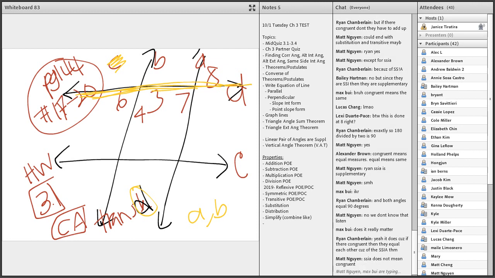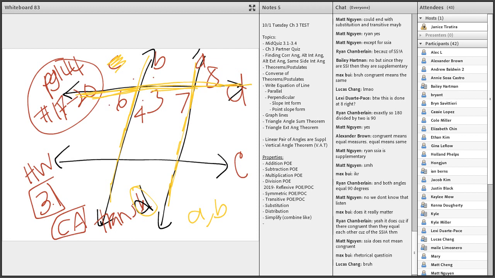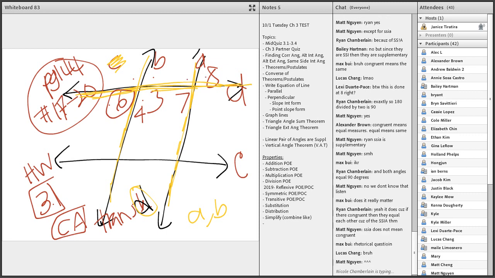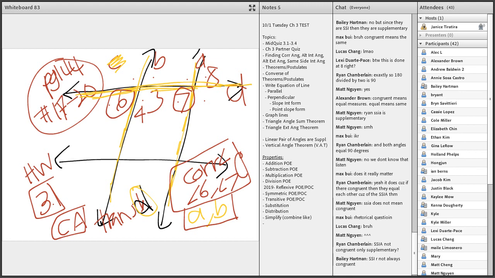And now what 2 angles will form corresponding angles? Those 2 angles have to be in the same spot. If you notice, there are 4 spots here. I have angle 6 in the bottom left corner, and then over here in the other lines, I have angle 7. So these are considered corresponding angles. They're not congruent because we don't know anything about parallel. And the lines are A and B. SSIA are not congruent, that's correct. They're always supplementary.